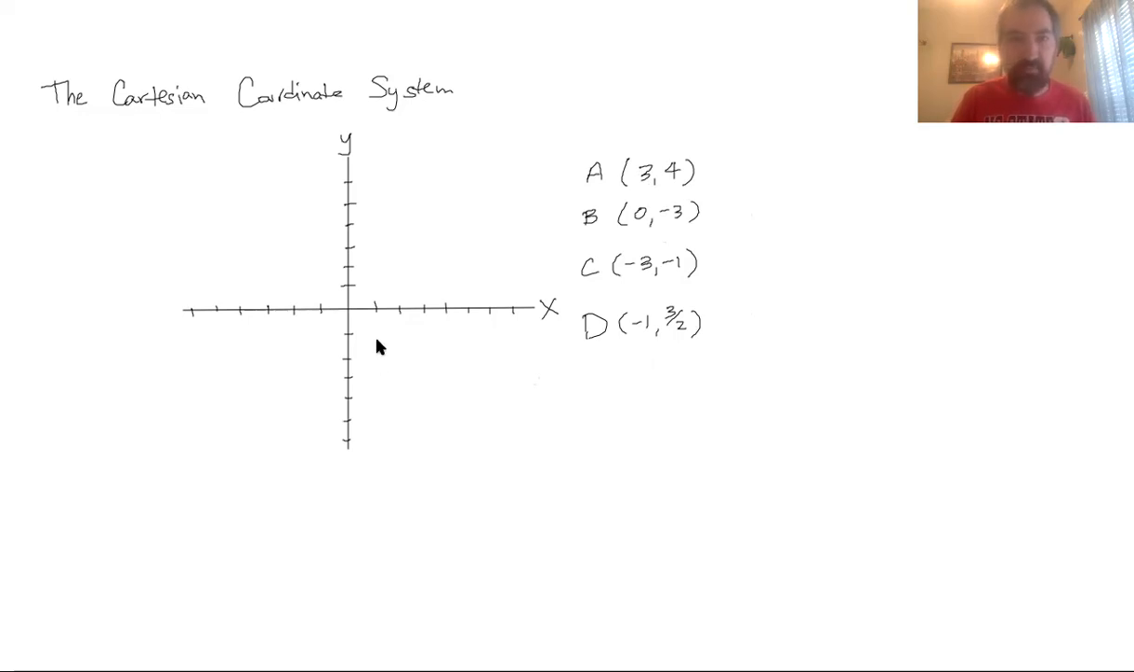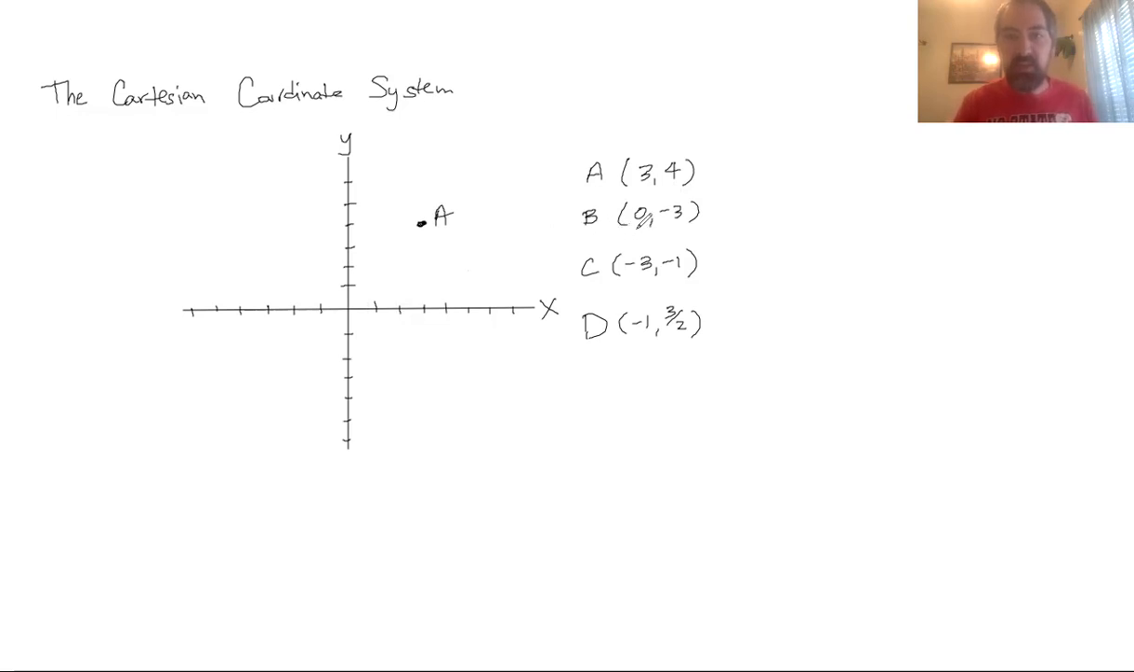All right, let's see how you did. All right, point A is (3, 4). So the x value is 3, the y value is 4. So starting at the origin, we can move 3 units to the right since 3 is positive. So 1, 2, 3. And then y is 4. So we'll move 4 places up. And that will put us at (3, 4). I'll just label that as A for that point.